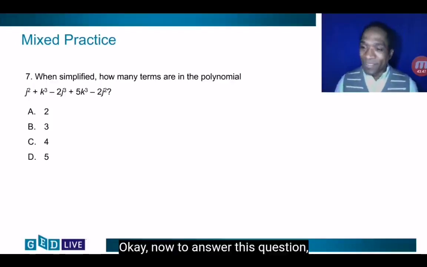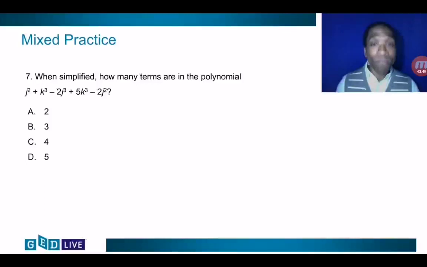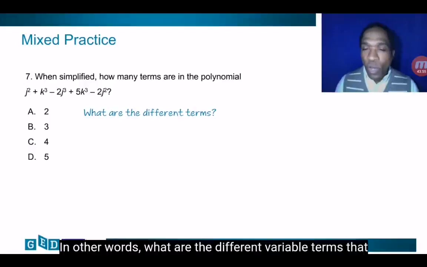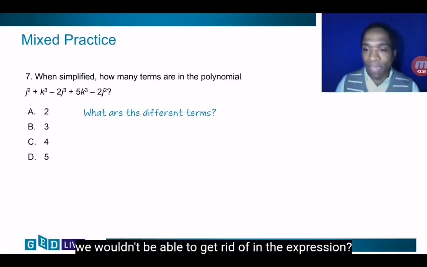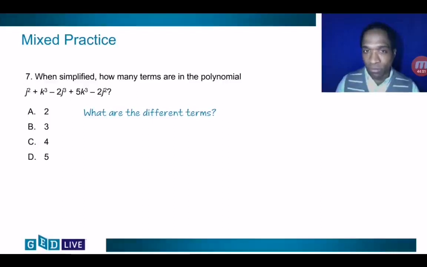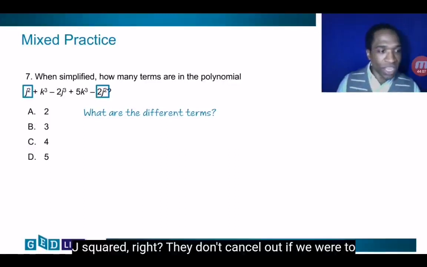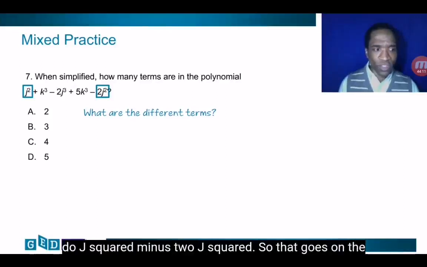Okay, now, to answer this question, here's what you need to ask yourself. What are the different terms? In other words, what are the different variable terms that we wouldn't be able to get rid of in the expression? Well, here they are. We wouldn't be able to get rid of j squareds, right? They don't cancel out if we were to do j squared minus 2j squared. So that goes on the list.